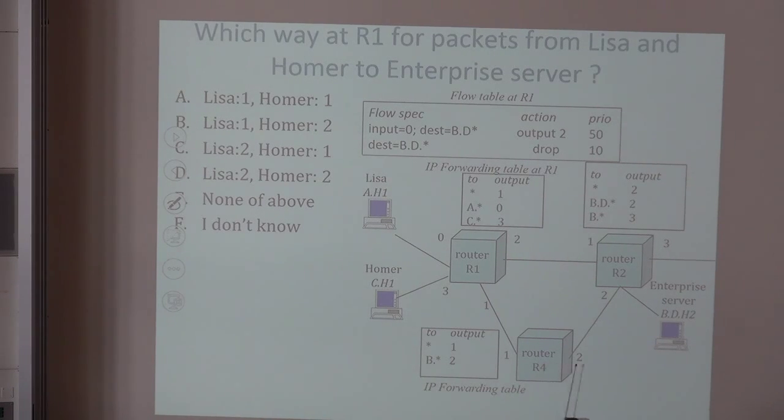If we apply this, and we say Lisa and Homer, here and there, are sending packets to this machine called enterprise server, what will R1 do with the packets of Lisa and Homer? Which way will they go?